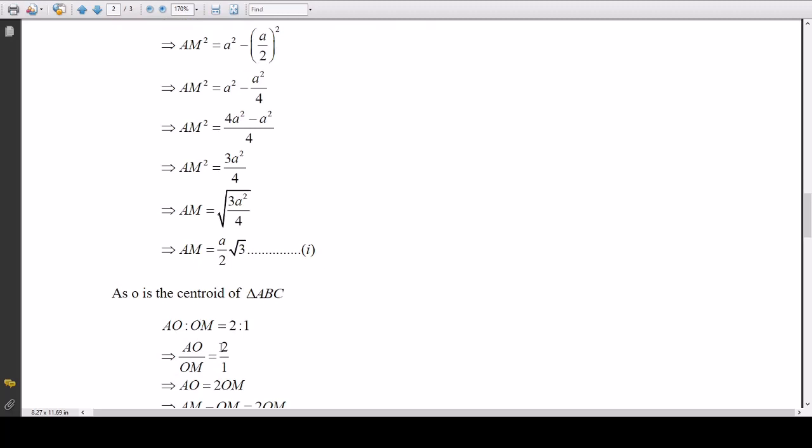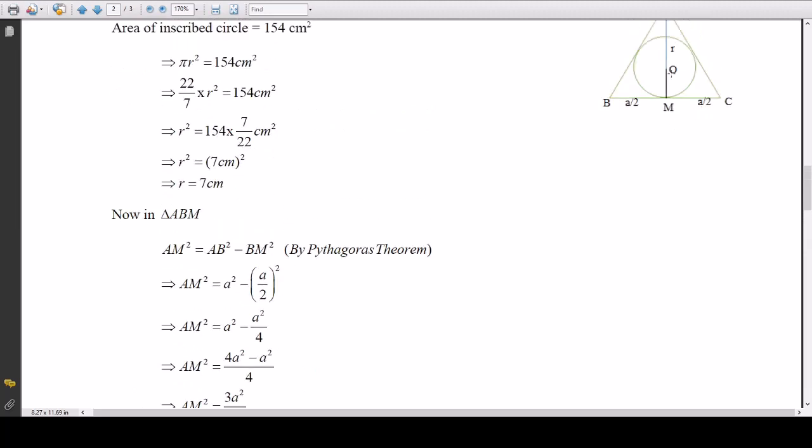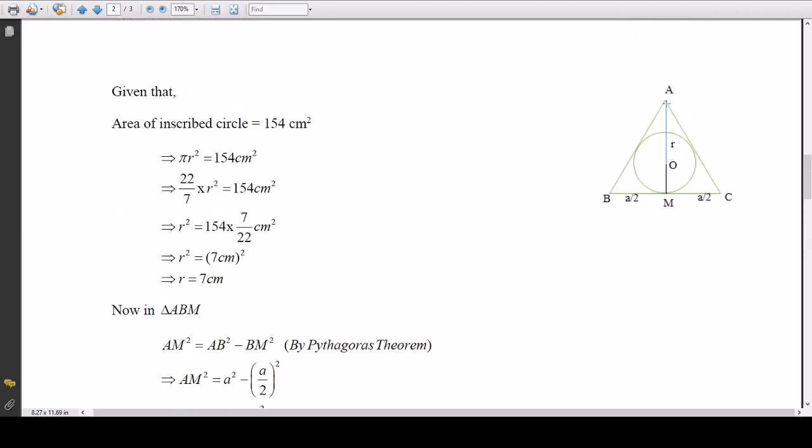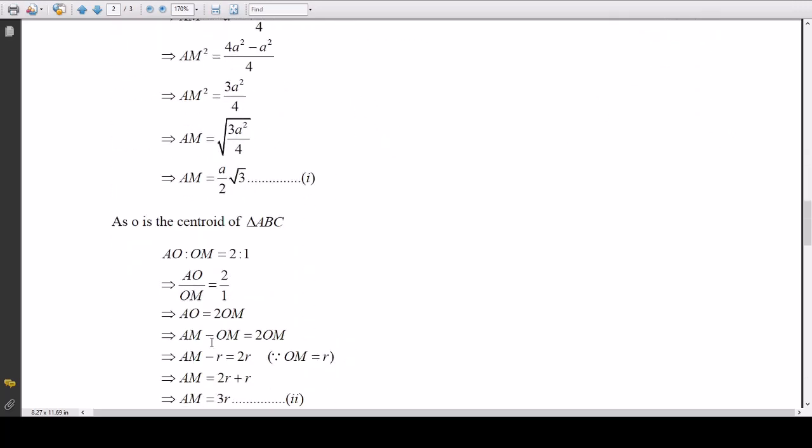AO divided by OM is equal to 2 divided by 1. Cross multiplying, AO equals twice OM. But what is the length of AO? If you see here, AO will be AM minus OM, isn't it? AO will be AM minus OM. Now AM minus OM, but AM, next line, AM minus OM is how much?